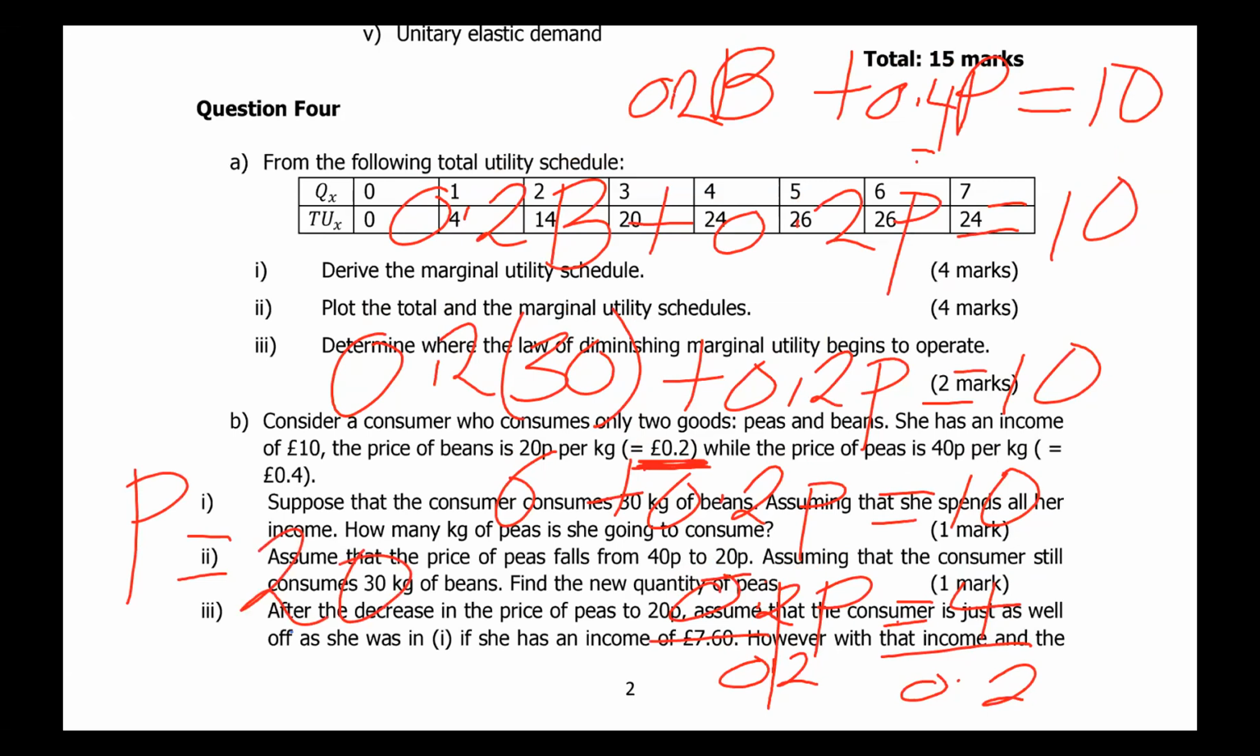So now I want you to observe something. When the price for this commodity reduced, the quantity increased. The price was at 4, then the quantity that was consumed was 10, right? For peas. But immediately the price reduced, what happened to the quantity? It increased to 20.